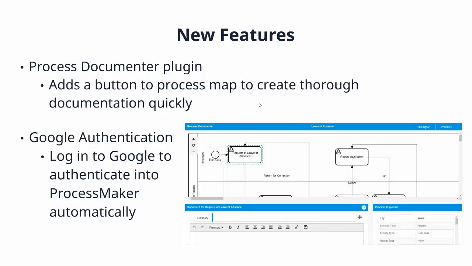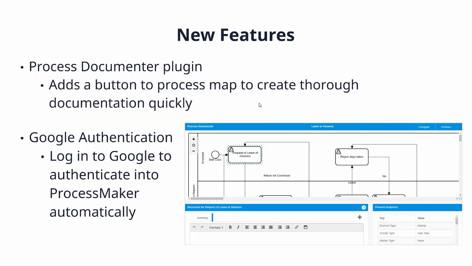And the next two things we'll show you are the new features in ProcessMaker 3.3.0. One of the biggest new features that we have is the Process Documenter plugin. This is a really exciting new plugin that allows you to easily document your process from start to finish. We have a screenshot of the Process Documenter interface on the screen right now, but of course we're going to show it to you in the demo in just a few minutes.